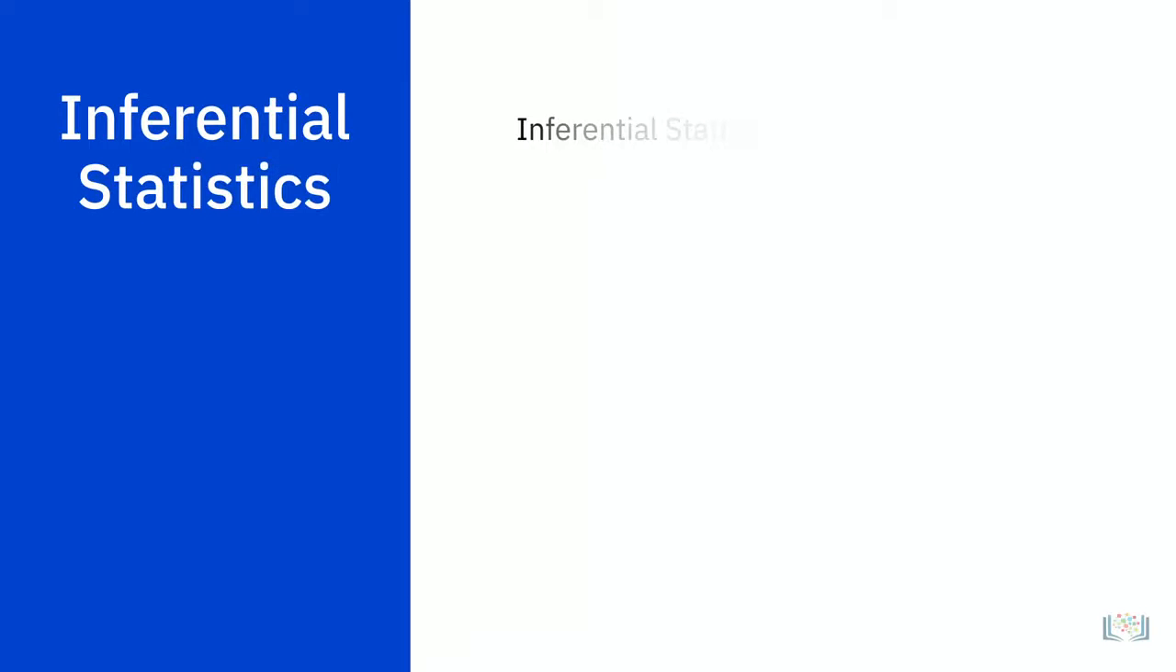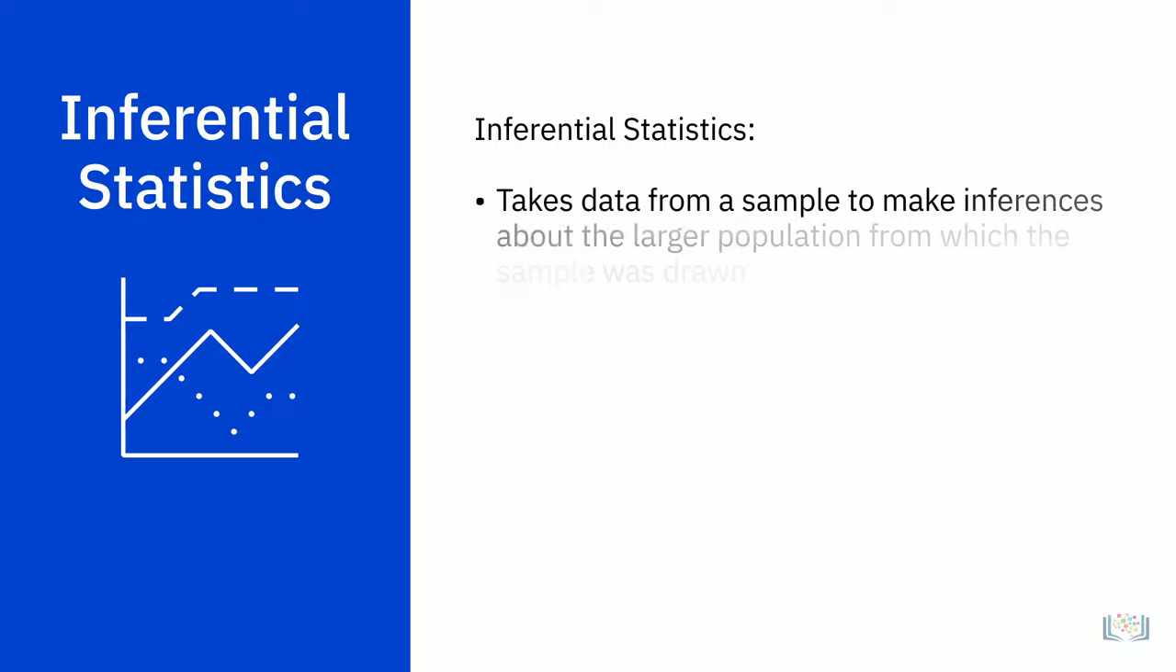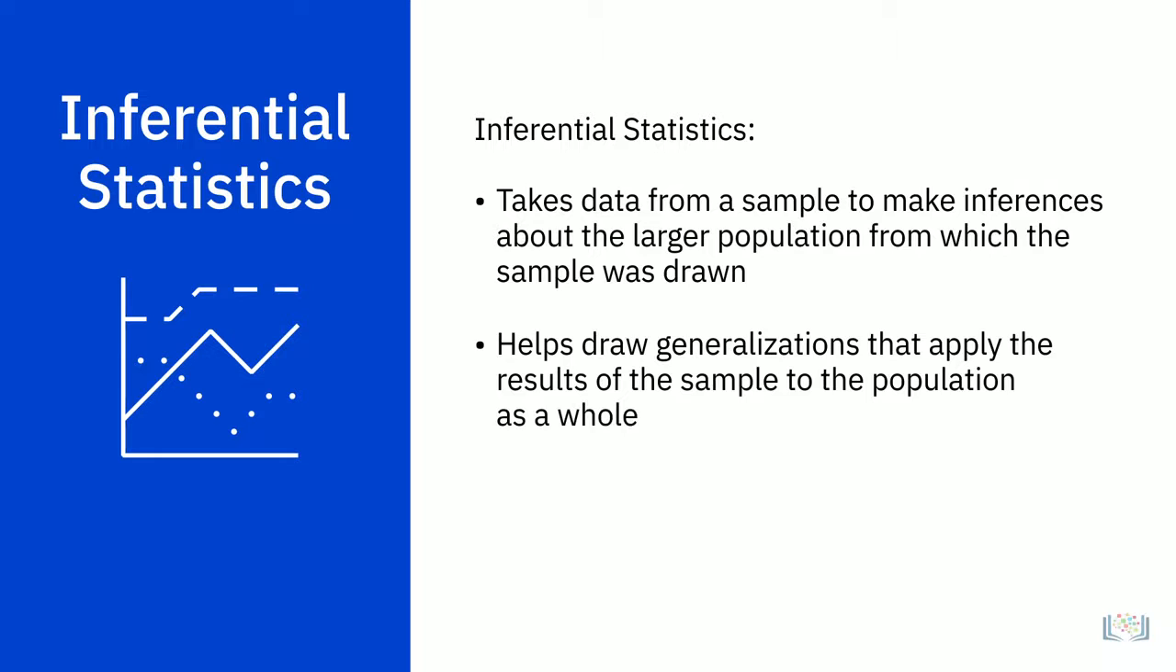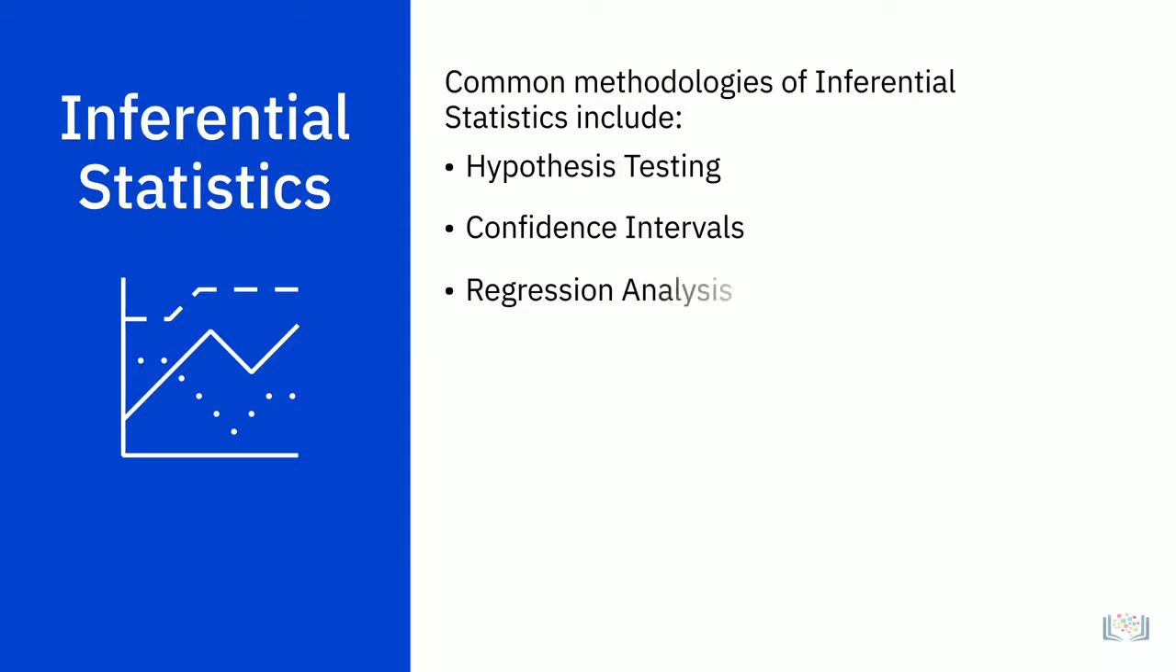The second type of statistical analysis is inferential statistics. Inferential statistics takes data from a sample to make inferences about the larger population from which the sample was drawn. Using methods of inferential statistics, you can draw generalizations that apply the results of the sample to the population as a whole. Some common methodologies of inferential statistics include hypothesis testing, confidence intervals, and regression analysis.